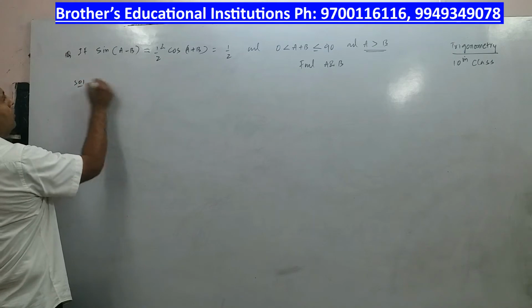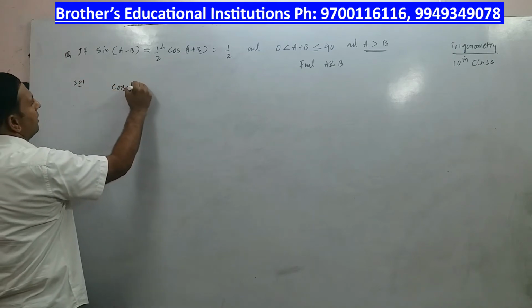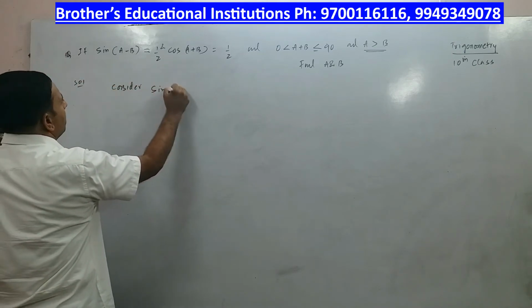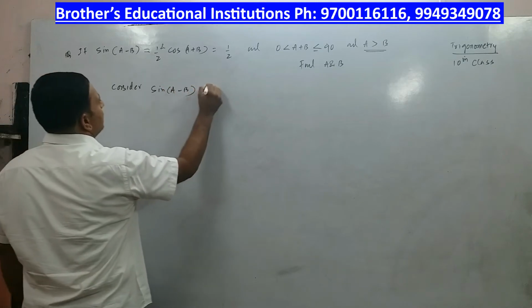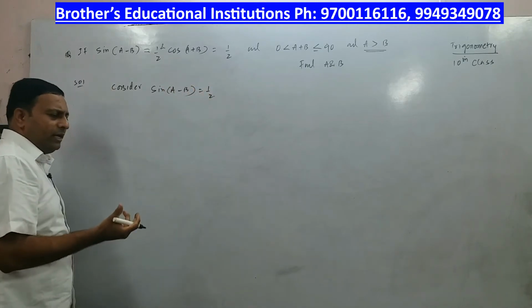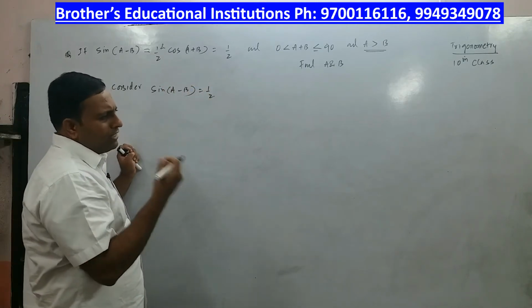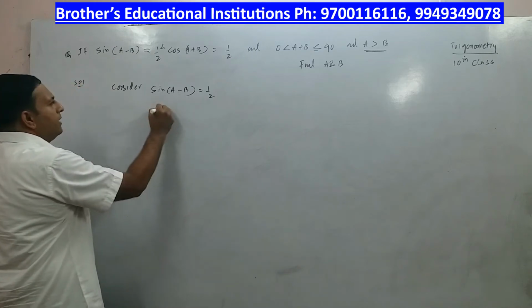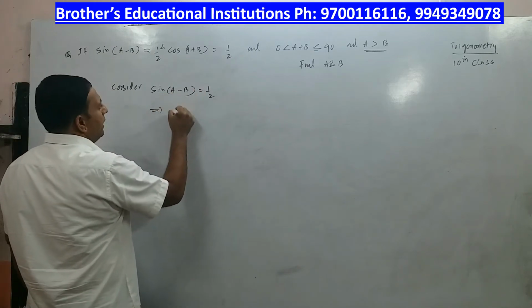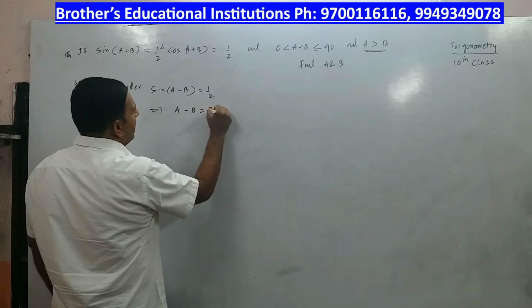Now what am I going to do? I will say consider sine of a minus b is equal to 1 by 2. Now you need to recollect the value table. Sine 0 is 0, sine 30 is 1 by 2. So it means sine of 30 is 1 by 2. It means a minus b value is 30 degrees.